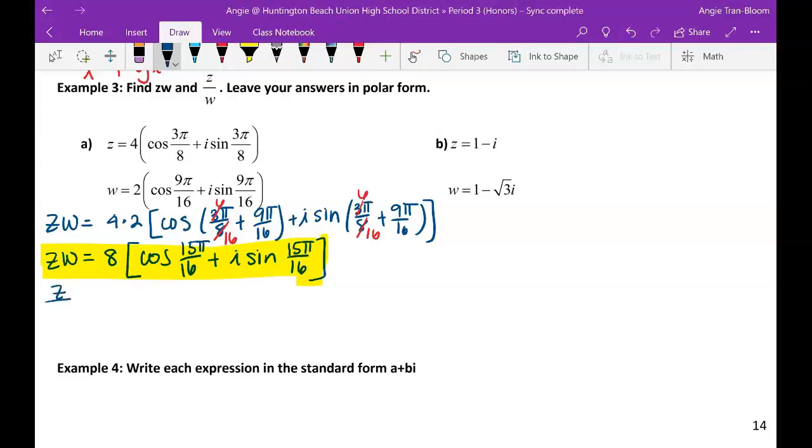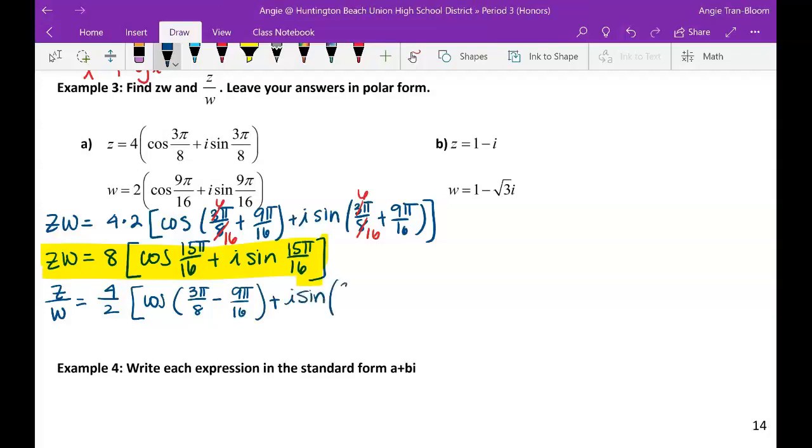Now, what do I do when we divide? Just like a minute ago, we will take the two radii and divide them. And we are now going to attempt to subtract your angles. So take the first angle, subtract the second angle. Same thing on this side: first angle, 3 pi over 8, subtract 9 pi over 16.